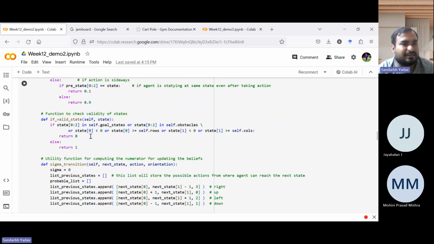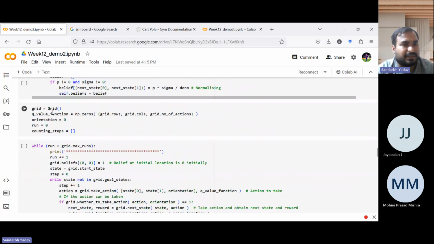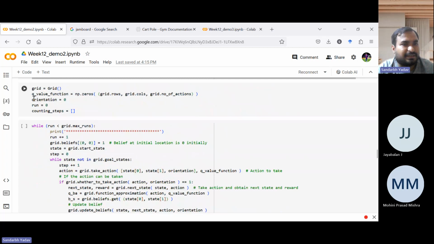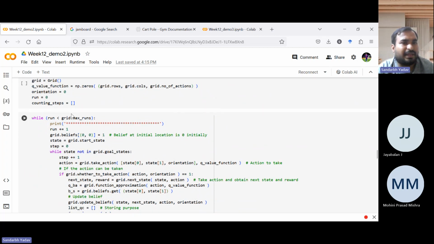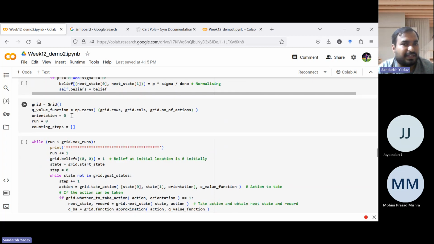And here, this is the class definition only. Here we have created the instance of that class, then initialized the Q value function, initially all zeros. Orientation is also zero, run zero, counting steps. Basically, we have to reach the goal from the start state to the goal state, and we have to avoid the obstacles also. Also, we need to reach the goal as fast as possible. So our proxy for good performance could be to count the steps, in how many steps we are able to reach the goal.